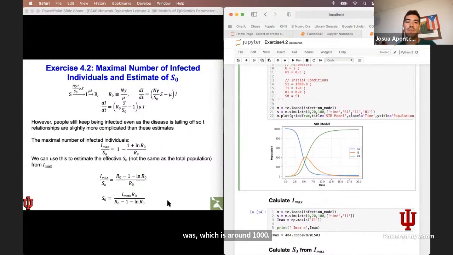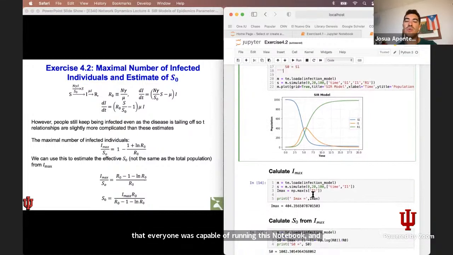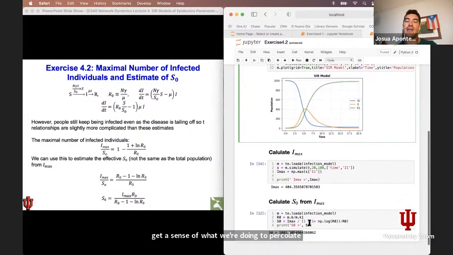Okay, I'm gonna relaunch the poll now just to make sure that everyone was capable of running this notebook and get a sense of what we're doing to calculate S naught.